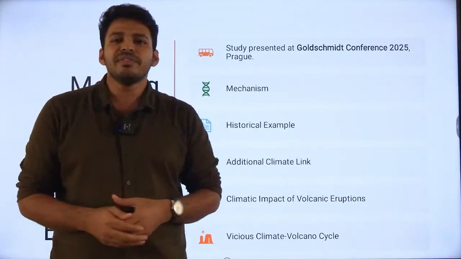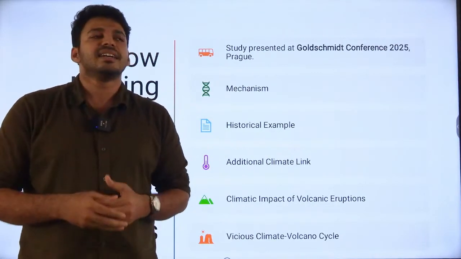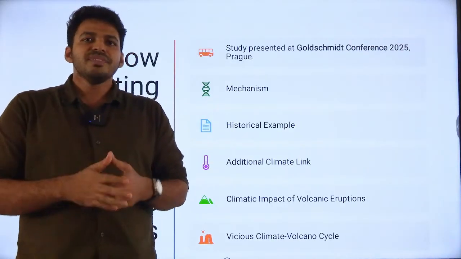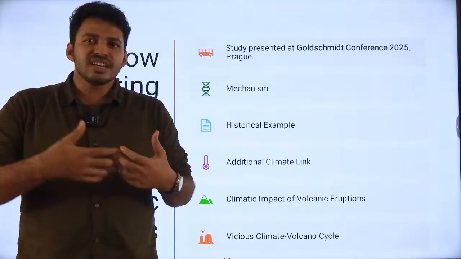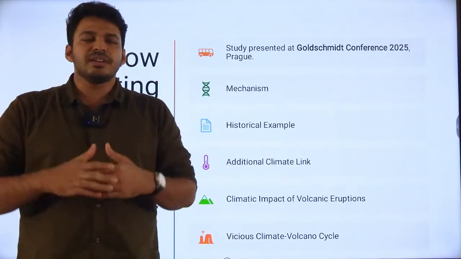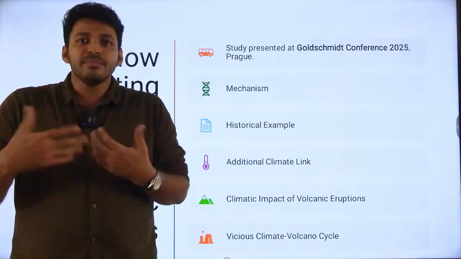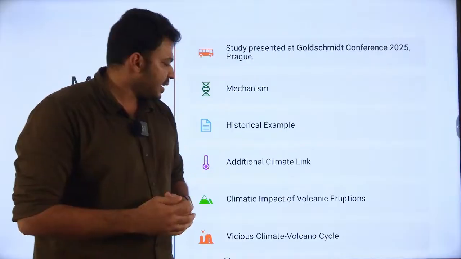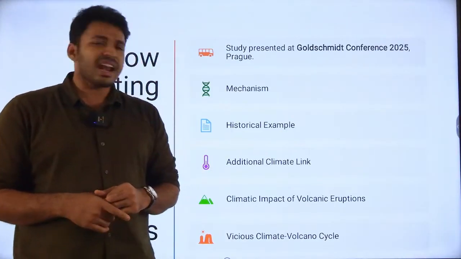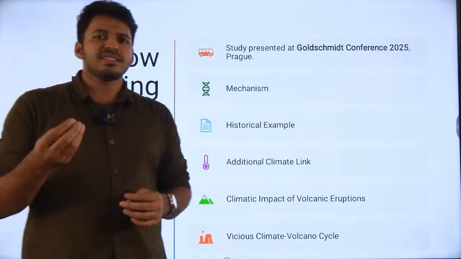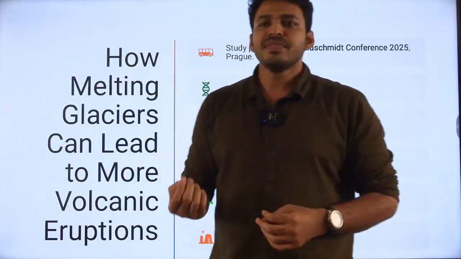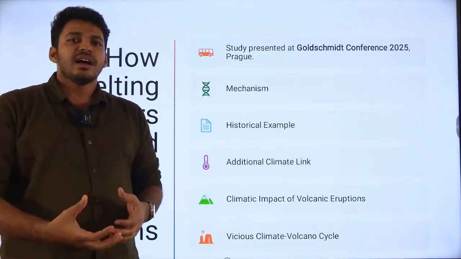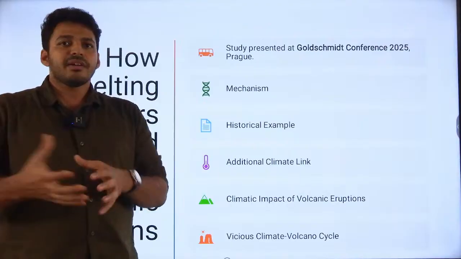And as a historical example, we can say that in Greenland and Iceland, 10,000 to 15,000 years ago, during the glacier retreat, more and more eruptions happened, 20 to 30, 30 to 40 times more than today's eruption rate. And what is the additional climate link? When more precipitation happens, when this water reaches the ground level or below ground level, it will interact with the magma, and the lava will erupt.